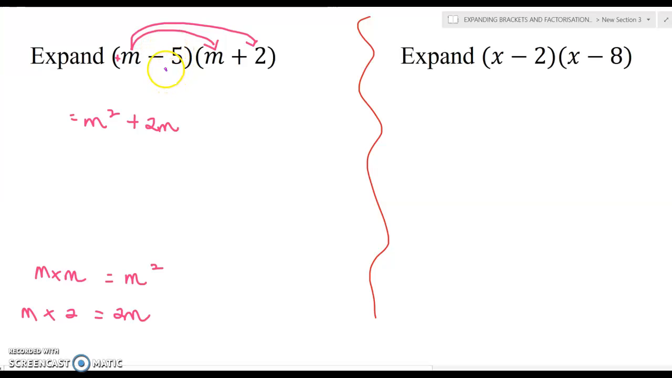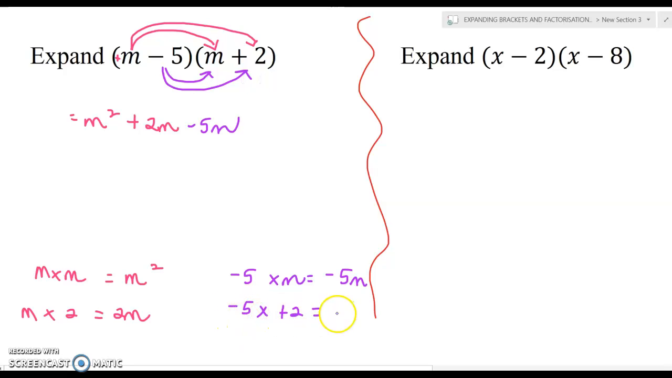And now let's change the color again. And now we have negative 5 by m. So you have a negative by a positive, that's a negative, and you get 5, right? So minus 5m. And then we have negative 5 by positive 2. A negative and a positive is a negative. 5 by 2 is 10. So you put your negative 10 there.